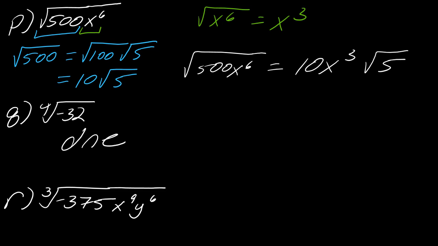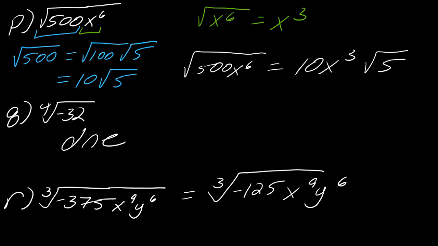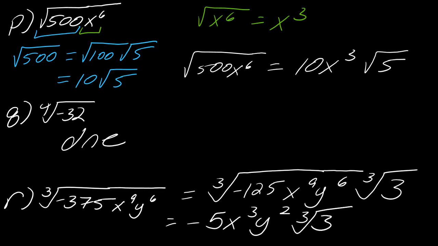Okay, and for the final one, I have negative 375 x to the 9th y to the 6th. So I'm going to break this out in the other way that I talked about in the review video. So I'm going to write in this first radical negative 125 x to the 9th y to the 6th. So these are the pieces that I can actually take the cube root of. And 125 times 3 will give me 375. So then I just multiply this by this part, which I cannot take the cube root of. So the final answer here will be negative 5 x to the 3rd y squared, and then the cube root of 3. Okay, so there you have it.